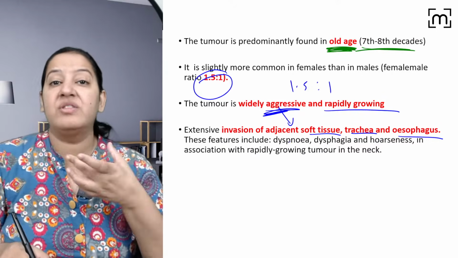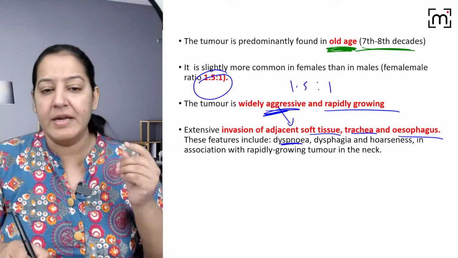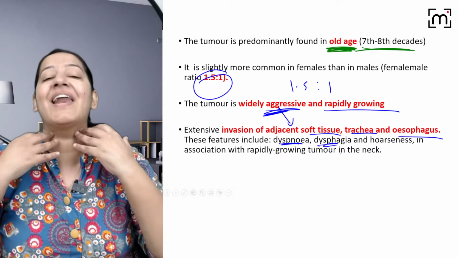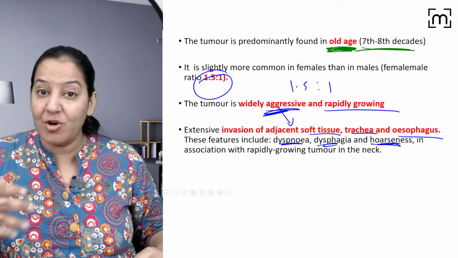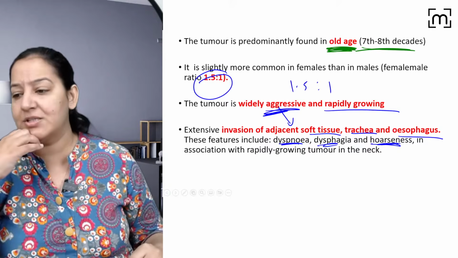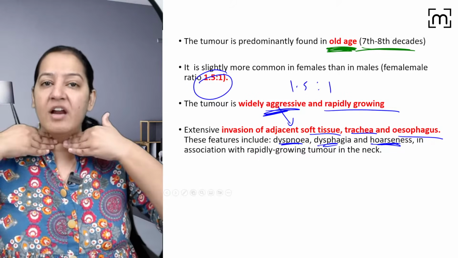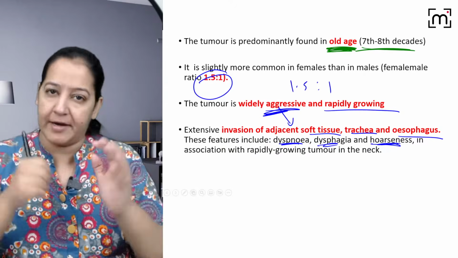Now if the trachea is involved, the patient cannot breathe. The patient has dyspnea, right? If the esophagus is involved, the patient cannot eat. The patient has dysphagia. If the larynx is involved, the patient cannot talk. The patient has hoarseness of voice. So these are the complications when other structures are involved. It is very rapidly growing everywhere in the neck. Trachea involved, esophagus involved, larynx involved. If the trachea is involved, the patient will die of dyspnea, right?